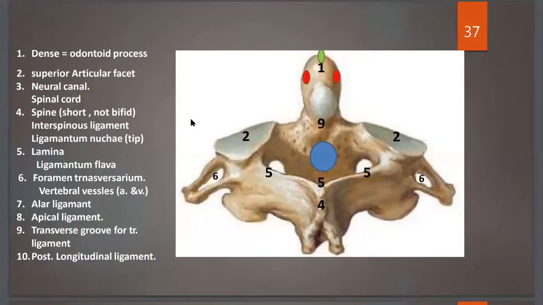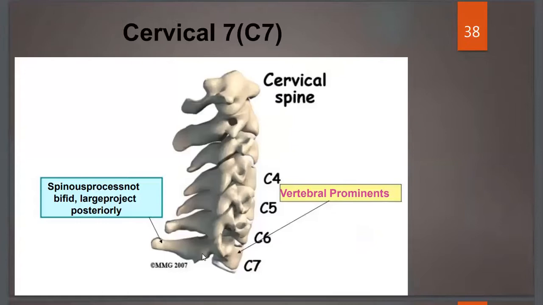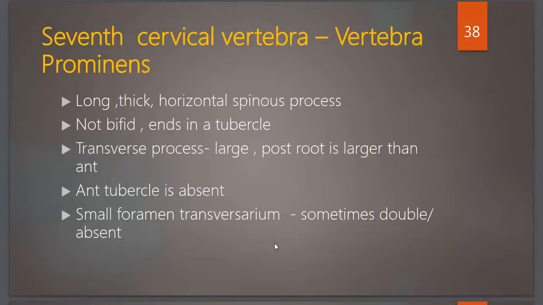So once we are done with axis, now we are left with the last vertebra, that is the seventh cervical vertebra. The spinous process is quite large. It is not bifid. It is large, projecting posteriorly. You call it the vertebra prominence. I'll show you. The seventh cervical vertebra is also called the vertebra prominence because it has a long, thick, horizontal spinous process, which is not bifid. It ends in a tubercle.